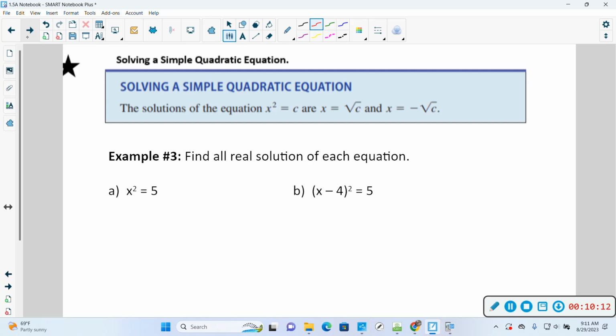Solving a simple quadratic equation. Now, simple, okay, that's pretty simple. Here's the deal. You don't have a trinomial. You don't have an x term in it. So I'm not like, oh gosh, I gotta set it to 0 and factor. No. I'm gonna get x alone super easy. What cancels squaring? Square root. I'm just gonna root it. Squared, 2 answers.